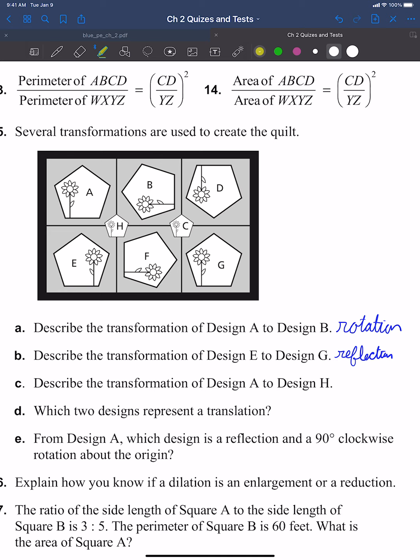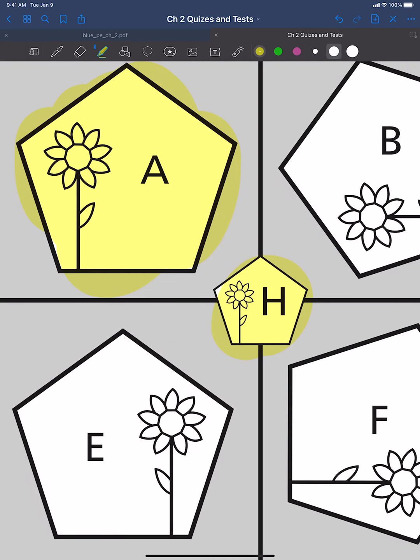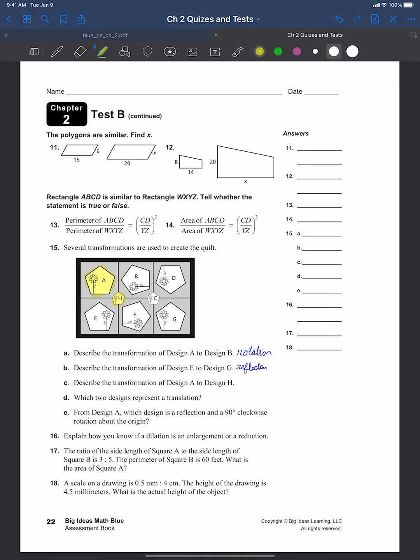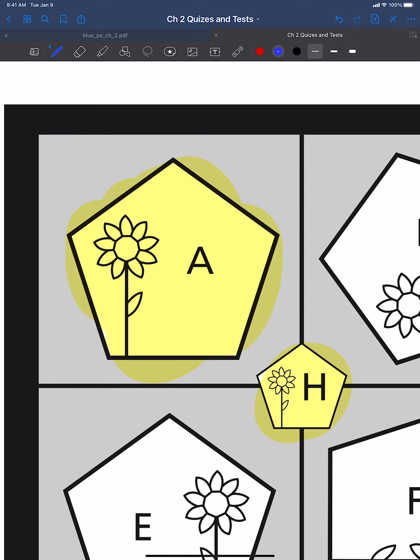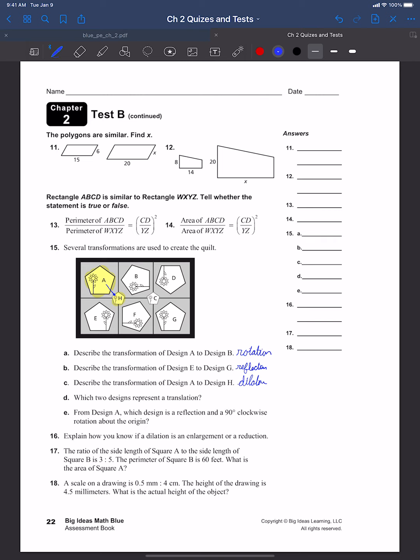Describe the transformation from design A to design H. That's a dilation. Yay! Good job! That's a dilation by a fraction. Ooh, trying to think. Destiny, you know what Destiny just said? You would be translating, and the scale factor would probably be a fraction because she knows from A to H it shrunk. Yeah, that's awesome. I'm glad that you thought that way, Destiny. Okay, let's do the next one.